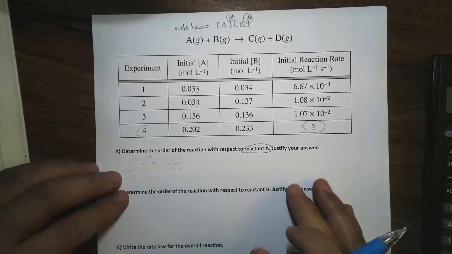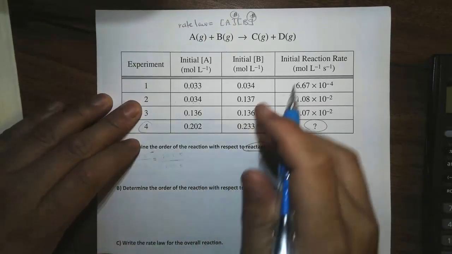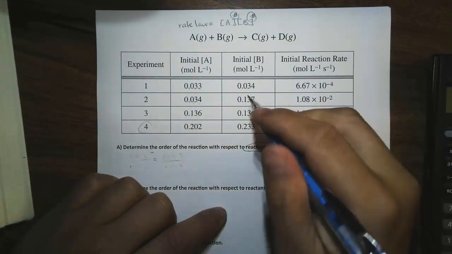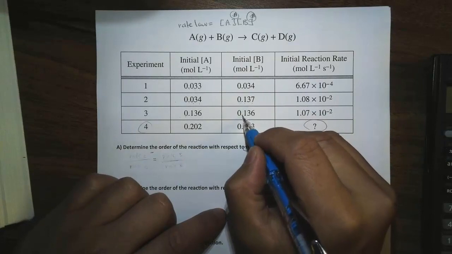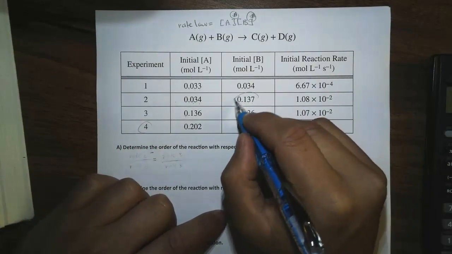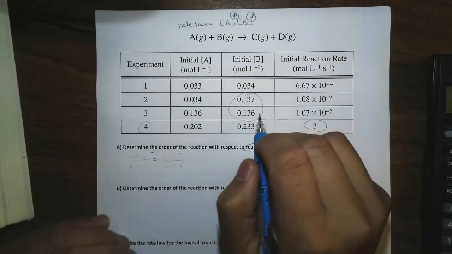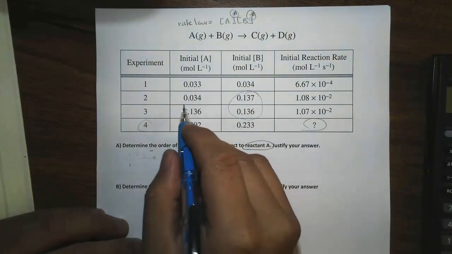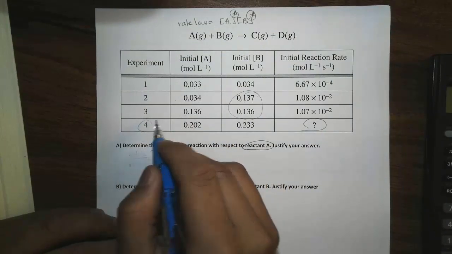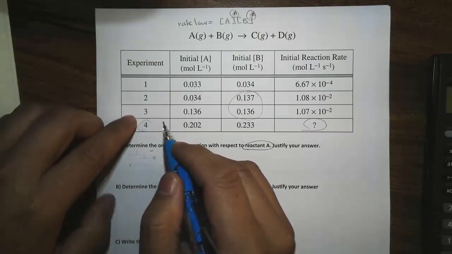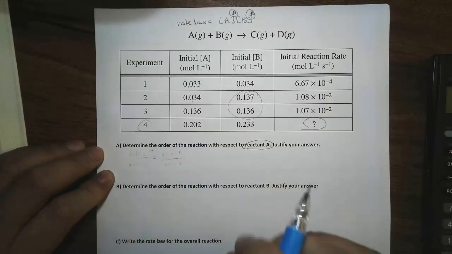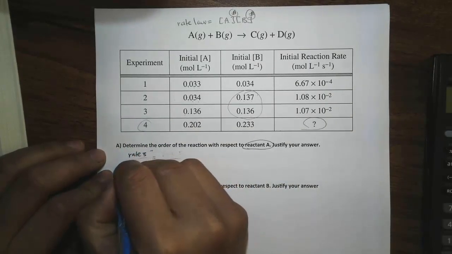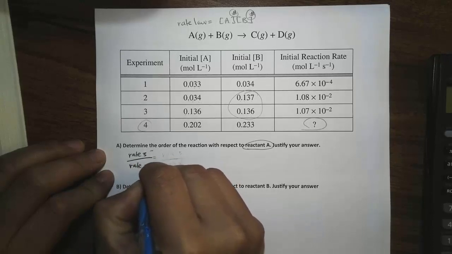But before we can realize that we can actually use 2 and 3, we have to look at B, or the other one. They have to be the same. Look at that. We have 0.137 and 0.136. So we keep this concentration about the same. That way we can just cancel out the B in the process. So let's look at 2 and 3. Am I going to put 2 first or 3 first? Well, mathematically, it's better to have a whole number than a fraction. So I'm going to put the rate of experiment 3 first versus the rate of experiment 2.